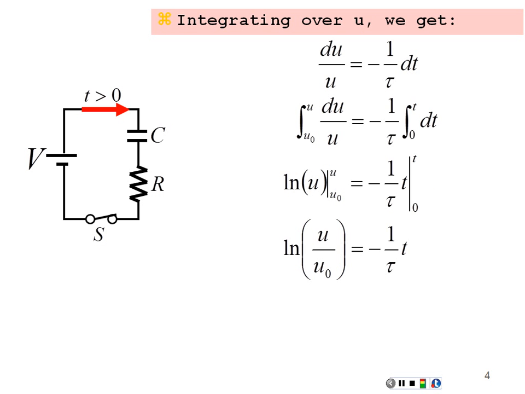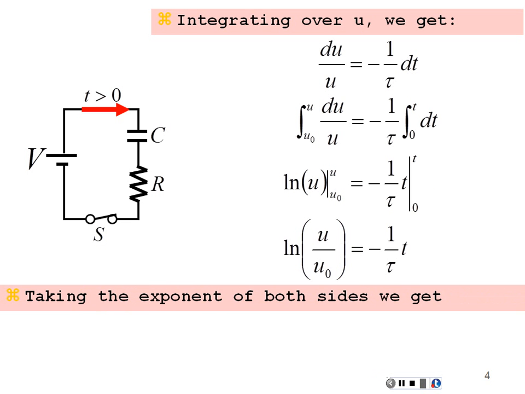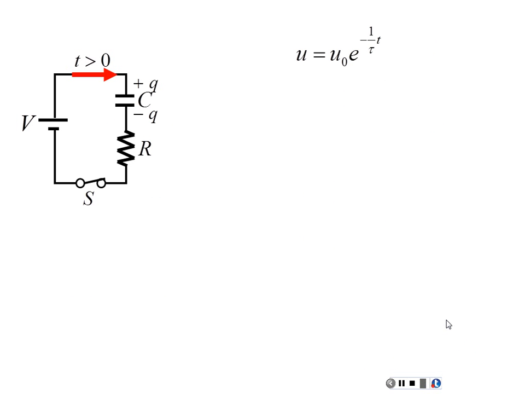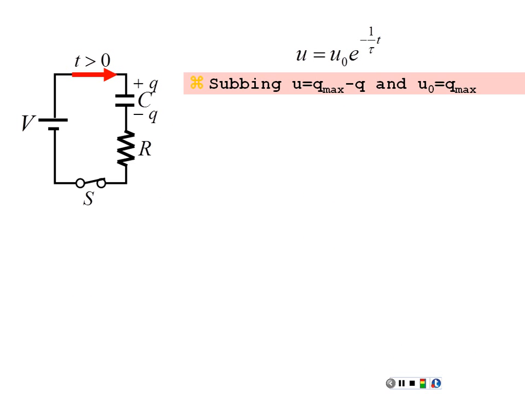I want to get rid of the natural log, so I'm going to set both sides of the equals to the exponential. And so I have u over u naught is equal to the exponential of a negative 1 over tau times t, or u is equal to u naught e to the negative t over tau. Alright, so I'm going to substitute back in for my variable. U is equal to q max minus q, and u naught is equal to just q max. So we have q max minus q equals q max e to negative t over tau.